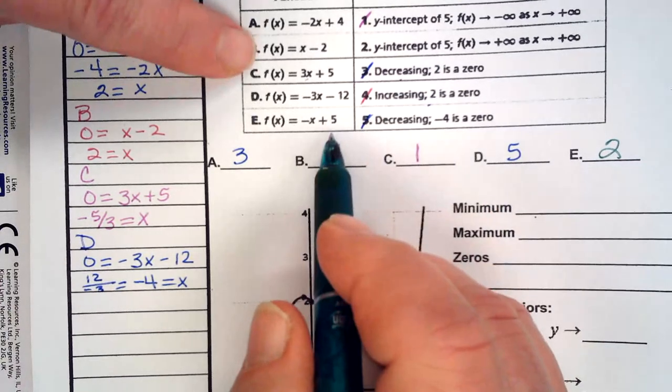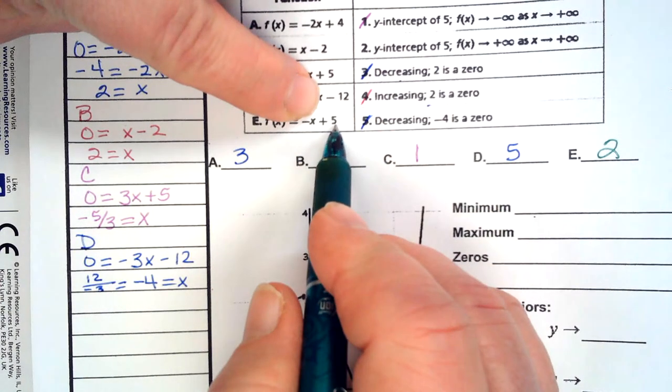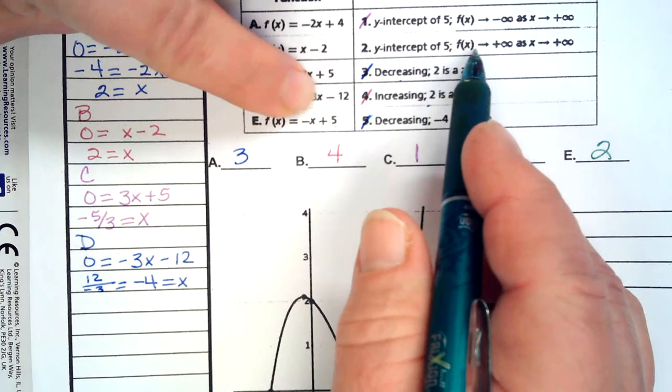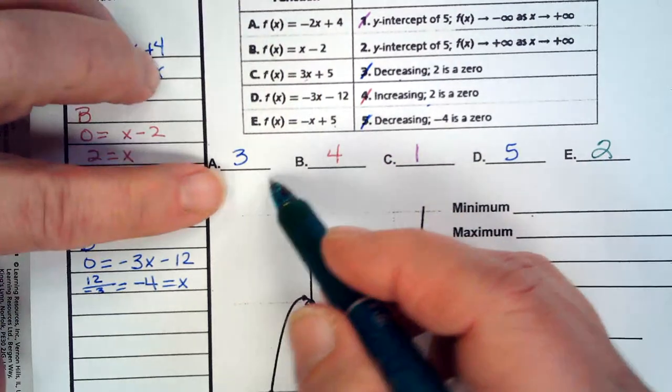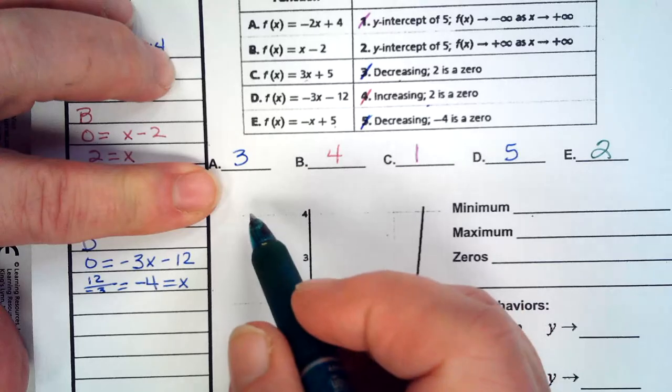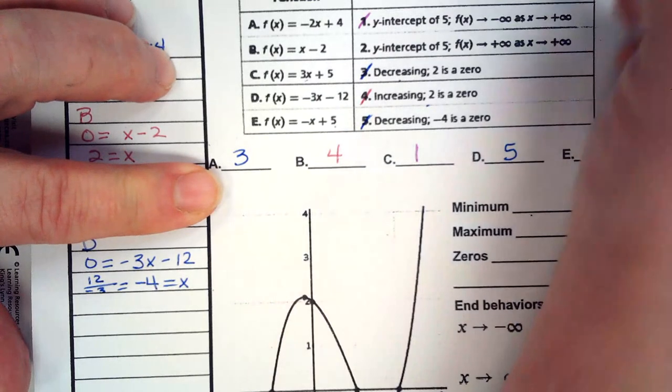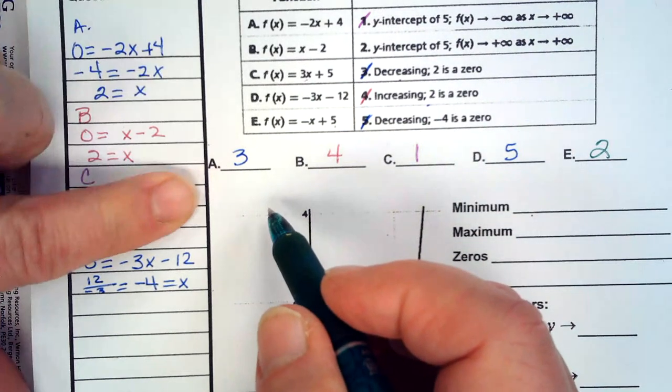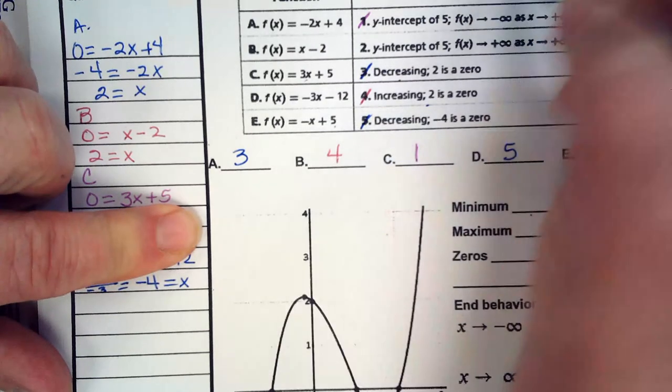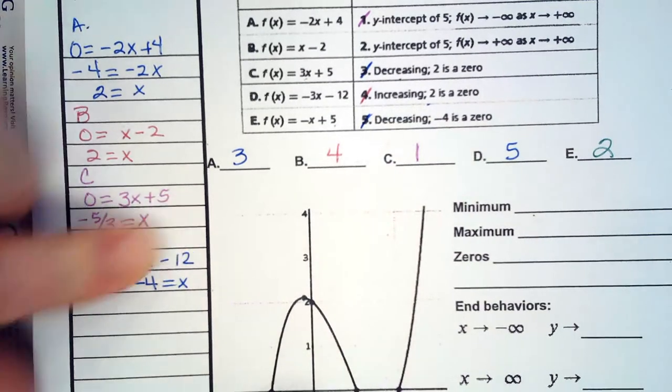Y-intercept of 5, so if I put 0 in, I've got 5. So this is a negative slope. It starts at the bottom and goes up. So as this goes to positive infinity, your x value also goes to positive infinity.